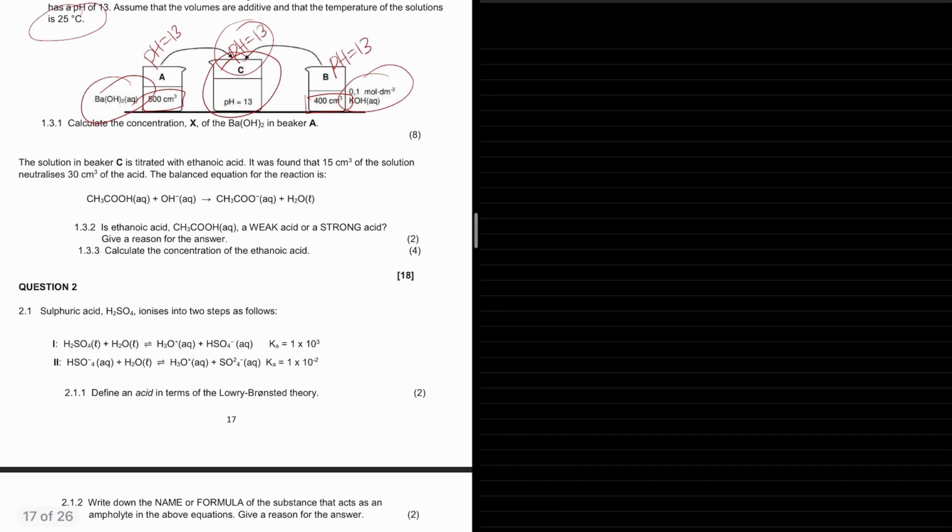Next part of the question says, the solution in beaker C is titrated with ethanoic acid. It was found that 15 cm cubed of the solution neutralizes 30 cm cubed of the acid. The balanced equation for the reaction is given. So 1.3.2 says, is ethanoic acid a weak or strong acid? Give a reason. So ethanoic acid is a weak acid. And why? It's because it ionizes partially.